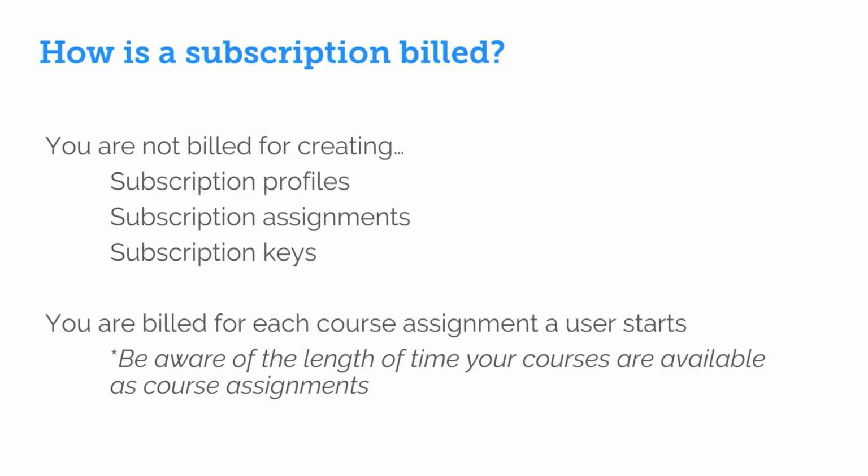a course assignment for 180 days, my user could start ABC course on day 1. It expires in 6 months. They decide they want to go back and look at that ABC course again at month 8. So you're going to be billed twice, once on the first day and once on month 8 for that. So you just need to know how many times a person can take the courses and price your subscription accordingly.